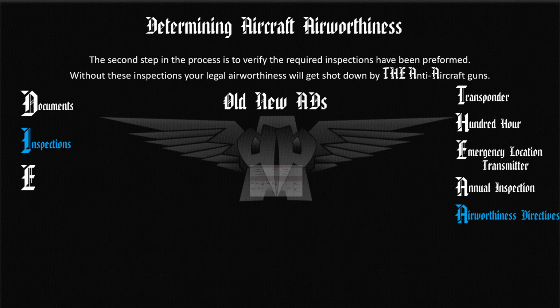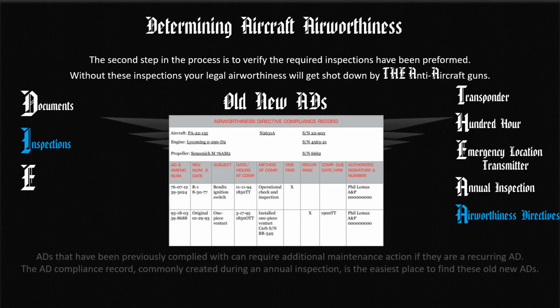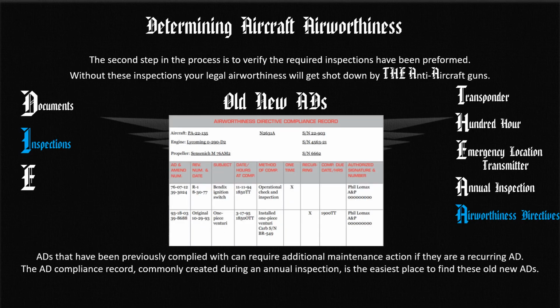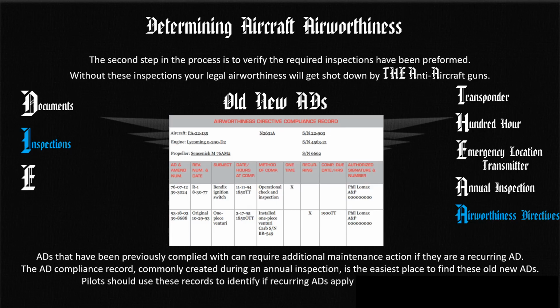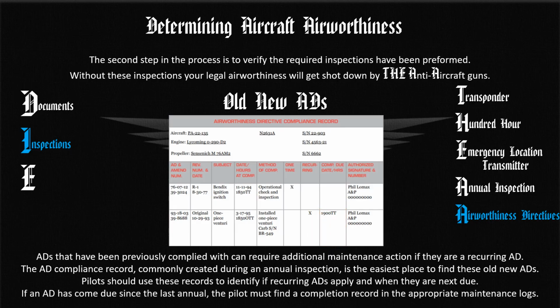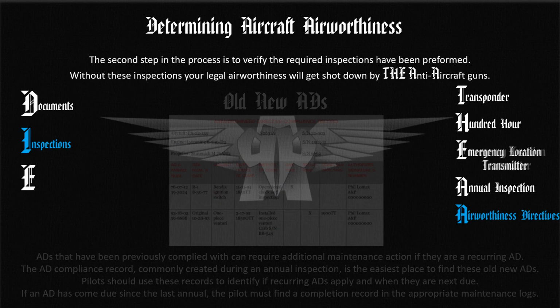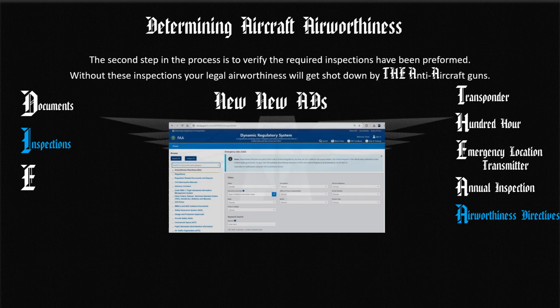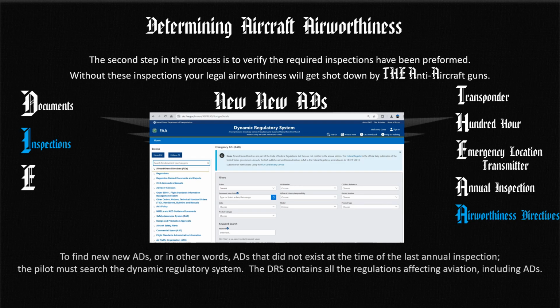ADs that have been previously complied with can require additional maintenance if they are a recurring AD. The AD compliance record, commonly created during the annual inspection, is the easiest place to find these old new ADs. Pilots should use these records to identify if recurring ADs apply and when they are due next. If an AD has come due since the last annual, the pilot must find a completion record in the appropriate maintenance logs.